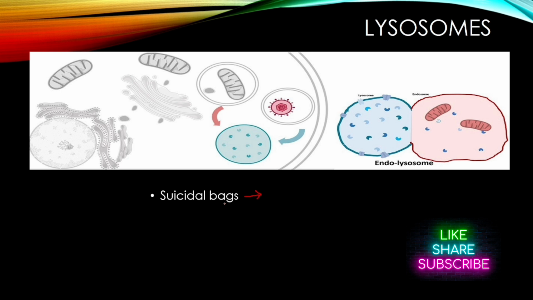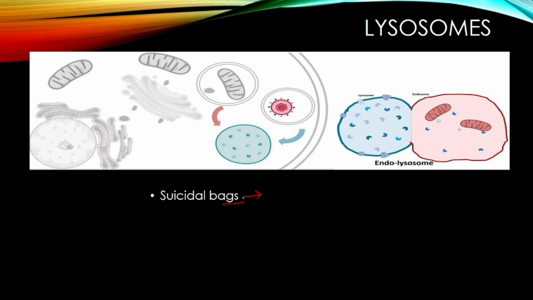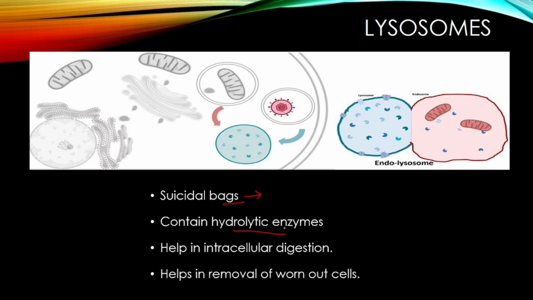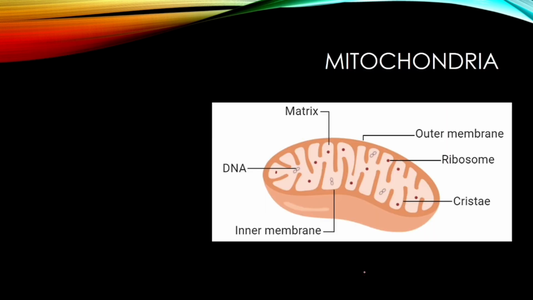So if the cytoplasmic structure changes, if any kind of problem happens with the aging of the cell, the lysosomes release the content in the cell and digest the entire cell. That is why it is called suicidal bags. The main function of lysosome is intracellular digestion as it contains hydrolytic enzymes. It helps in removal of the worn out cells. This worn out cells means self killing. If the cell gets spoiled, the lysosome present within the cell kills the cell. That is why lysosomes are called suicidal bags.